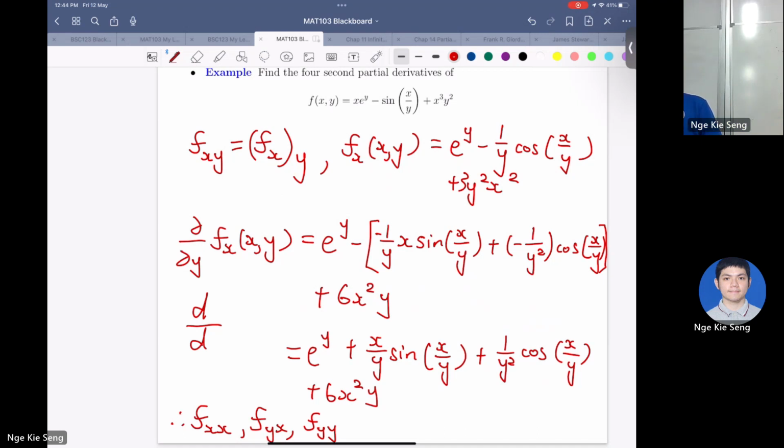So whenever you see d, that means that the function only has that variable. When we have del, we have more than one variable. Because every time you can only differentiate with respect to one variable. So far, we don't have differentiation with respect to two variables at once.